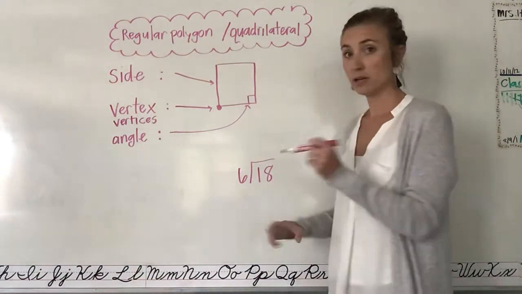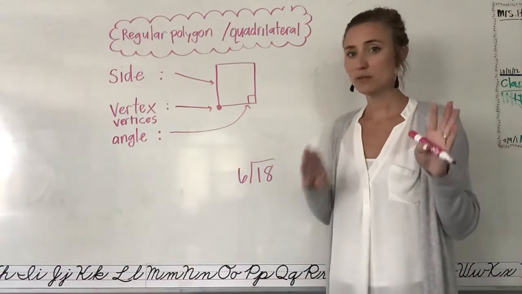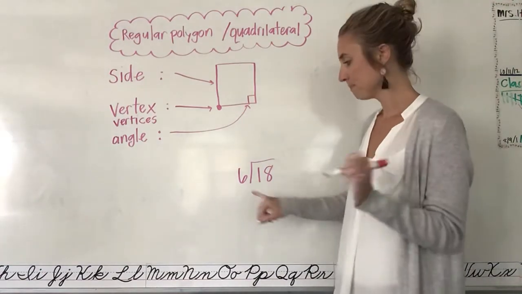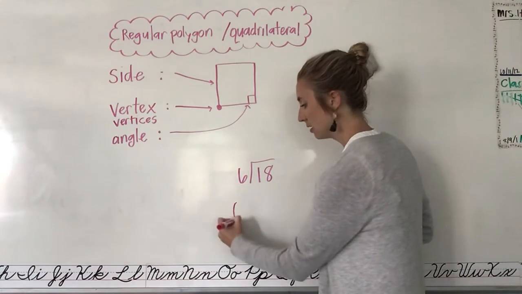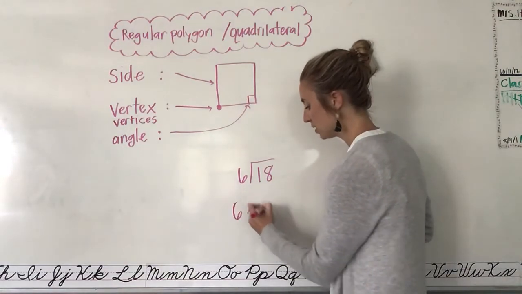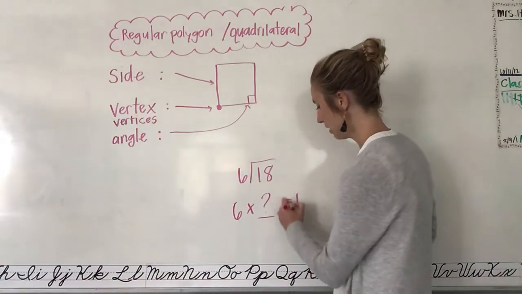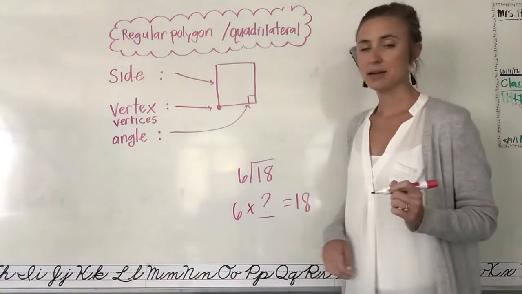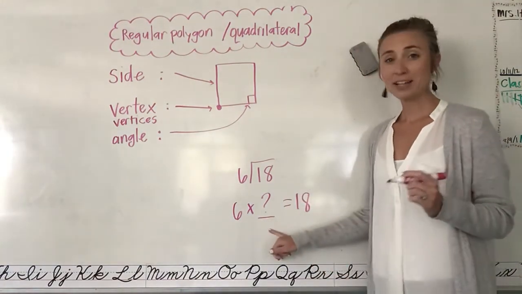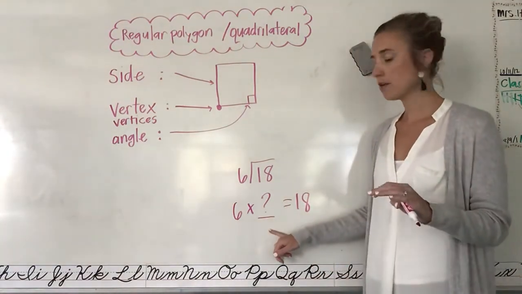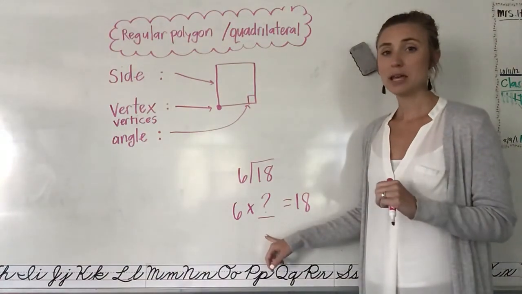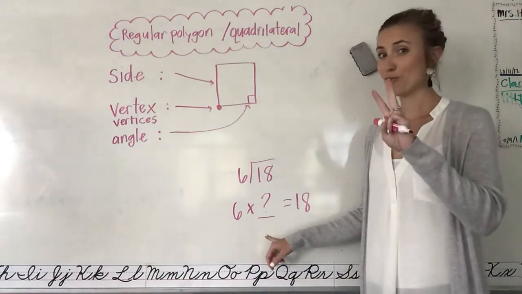Now, if you're like, ooh, I don't know, turn it into a multiplication problem. So we're going to have 6 times some mystery number that we don't know is going to give us 18. So you can think through your facts, you can skip count, however you want to solve it. When you solve it, you should get the answer of 3.